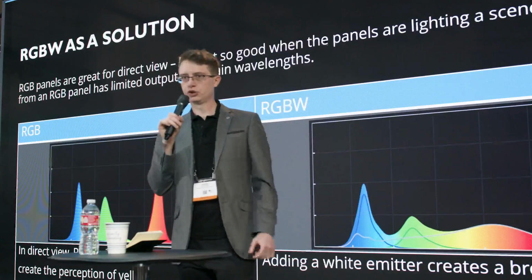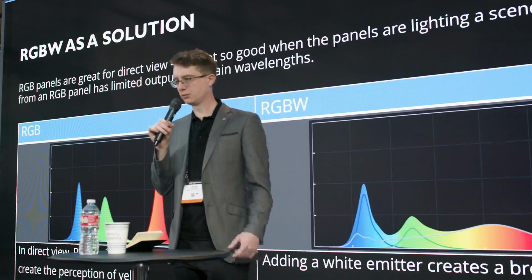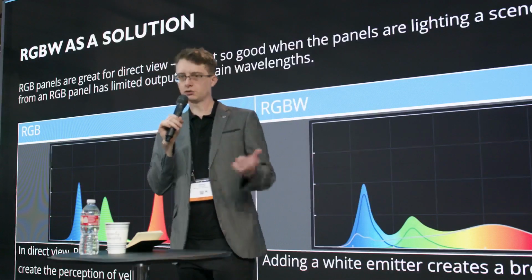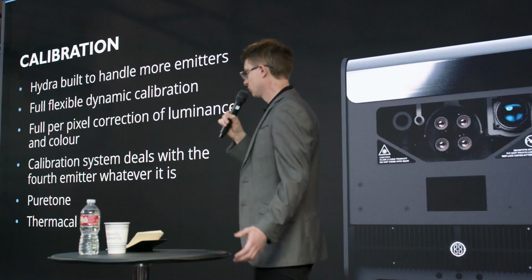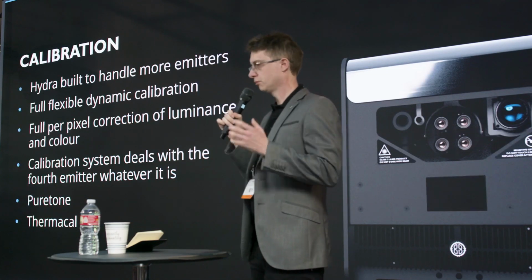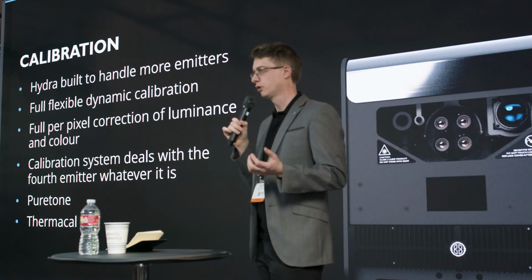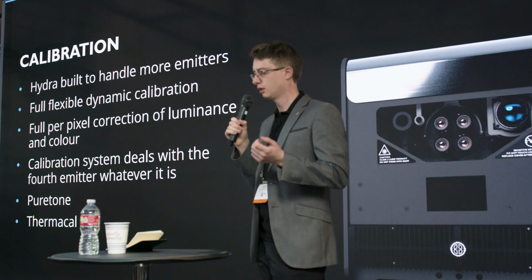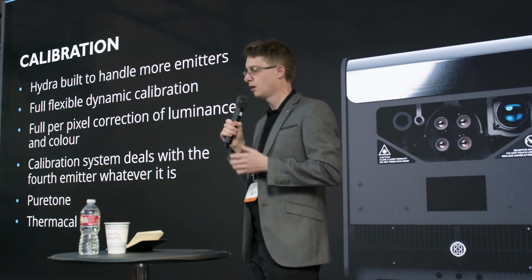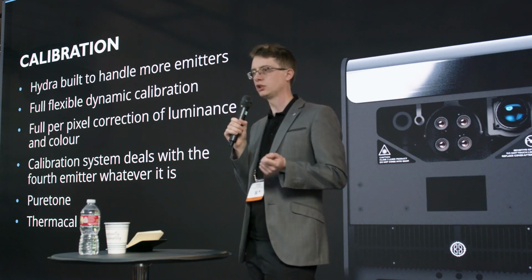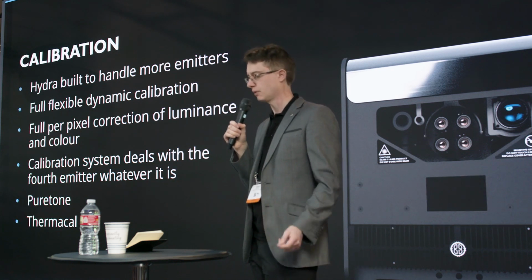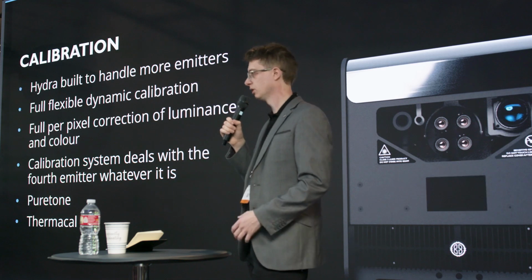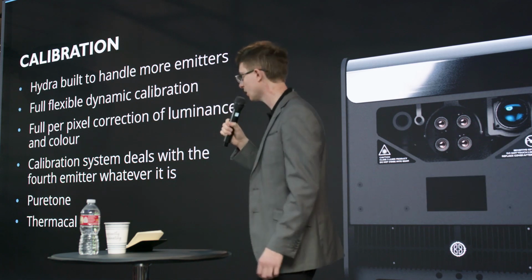For a Brompton solution to be of the standard that we want it to be, it has to be fully calibrated. So that's what I'm going to talk about next. Can we go to the next slide? So our calibration system at Brompton is completely unique. We built our own from scratch because there was nothing on the market that would offer the performance that we wanted. And while it was initially designed to handle RGB panels, all the hardware is there to handle any calibration of any panel, including these new ones that have a fourth emitter.